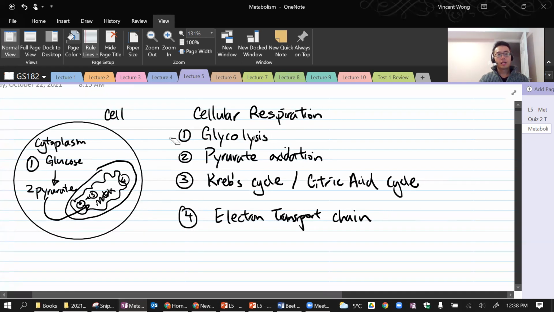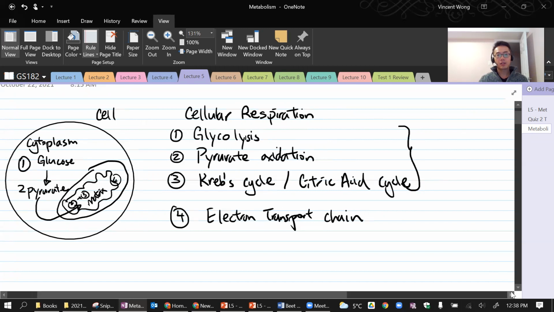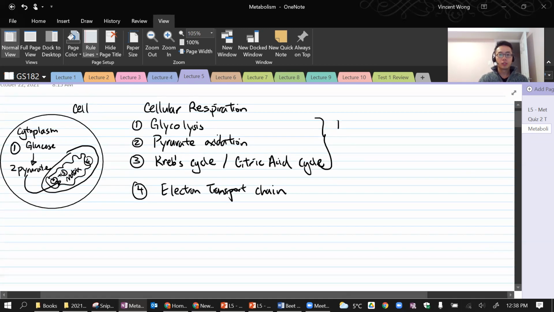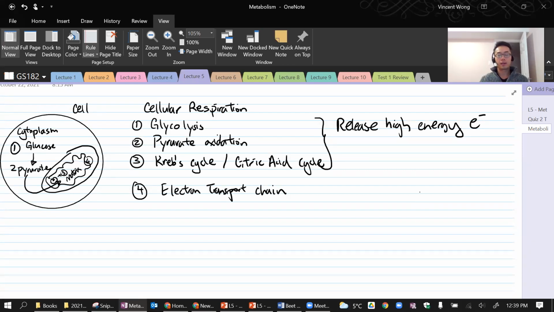Now, during the first 3 steps, we are going to be stripping electrons from the glucose, okay? High energy electrons. So these are going to release high energy electrons. Okay, so something has to capture those electrons. What molecules are responsible for capturing the electrons? Can anybody tell me?